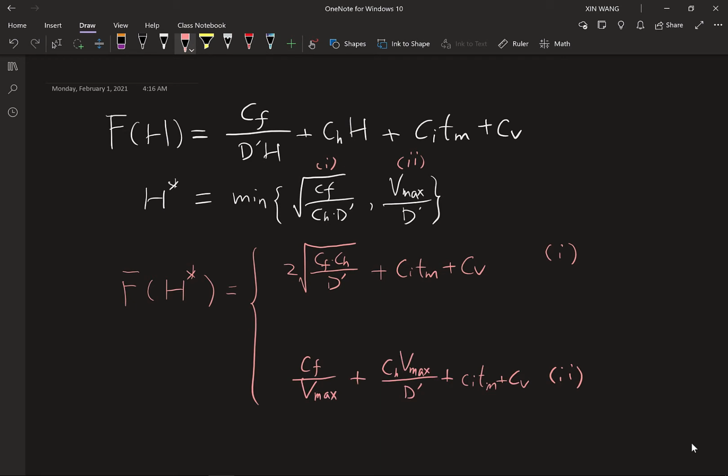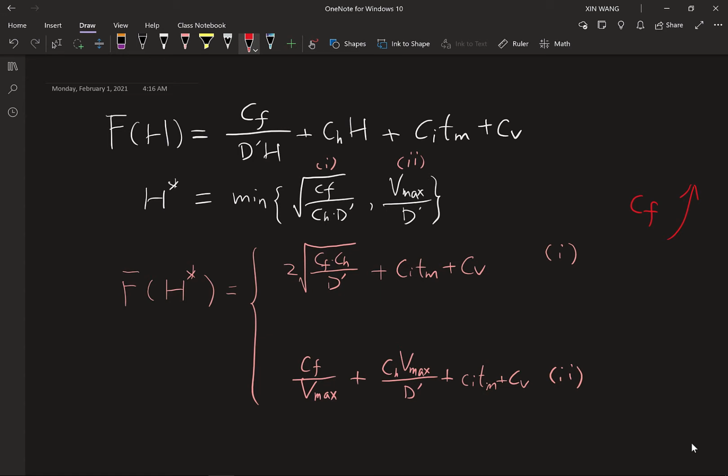So the value of total cost depends on if the headway is bounded or not. So this expression is analytical. That means we can directly observe the structure of how different input parameters affect the objective value, which is total cost. Let's take CF as an example.